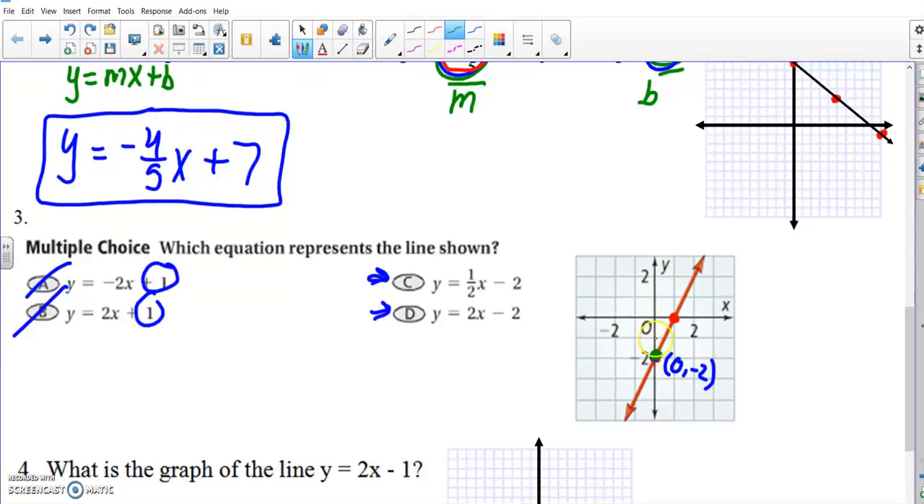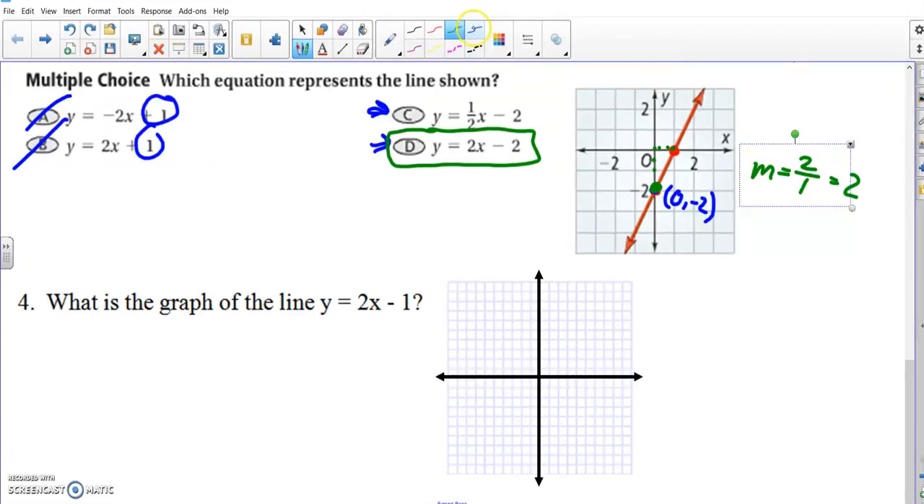So in this case, we go up 2 and then to the right 1. So that means our slope is going to be 2 over 1, or just a plain old 2. So as we can see, choice D does have that slope or m value as a 2, so that's going to be our choice. One last example for today.